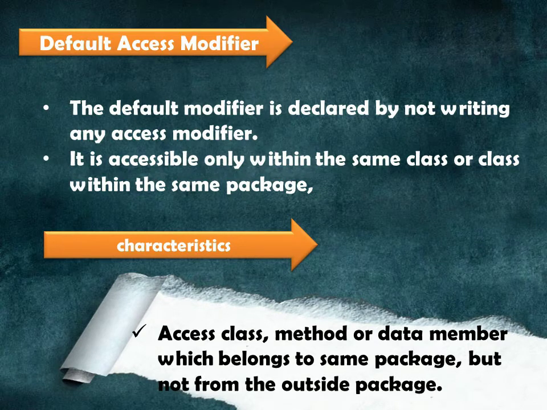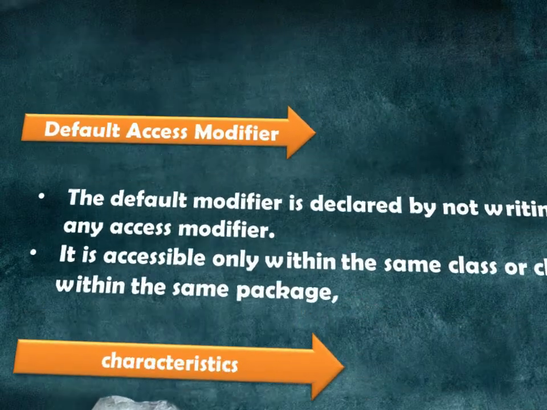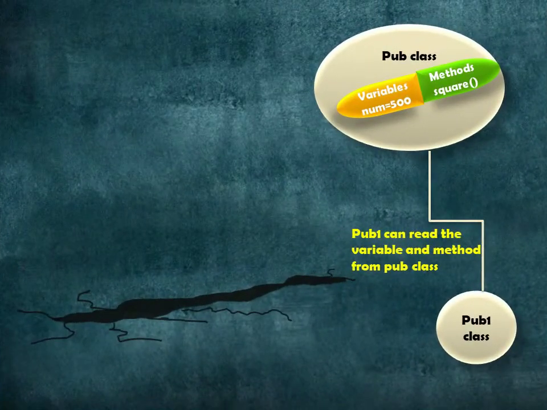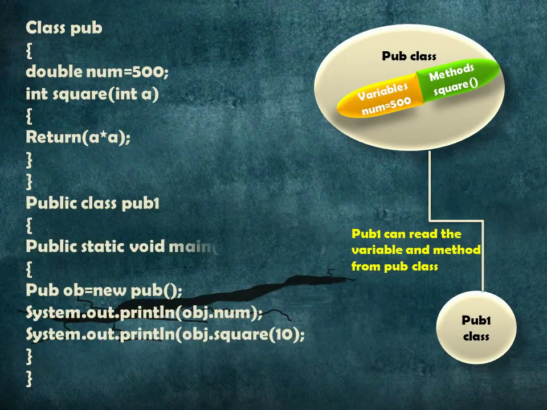Okay, so these are the characteristics of the default access modifier. Here is a program. The same program is given, but I didn't give any access modifier in the pub class. So the variables num and square in the pub class have no access modifier. This means that they are assigned the default access modifier.